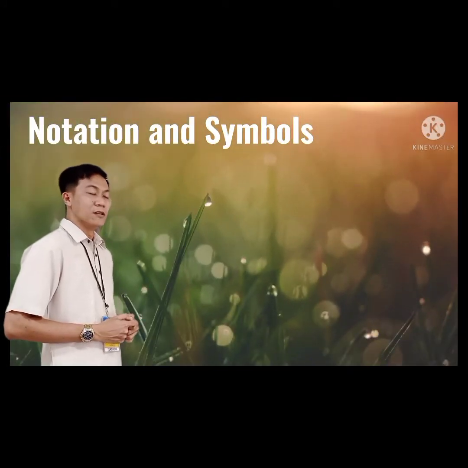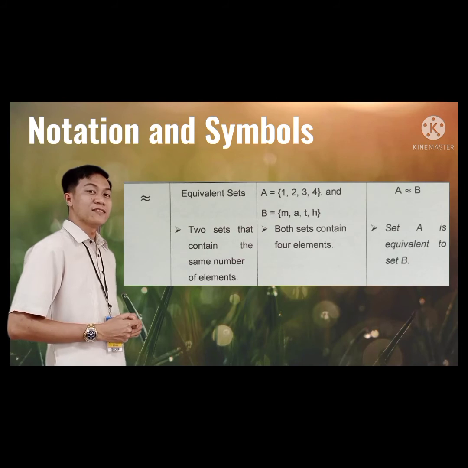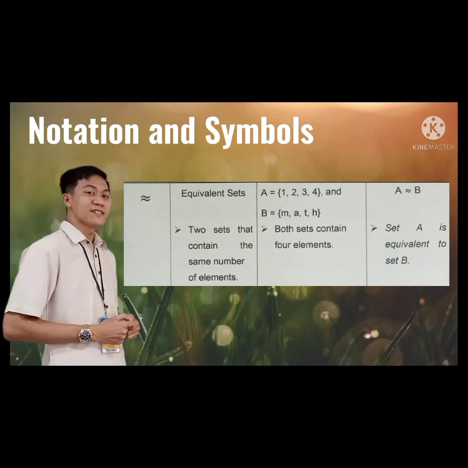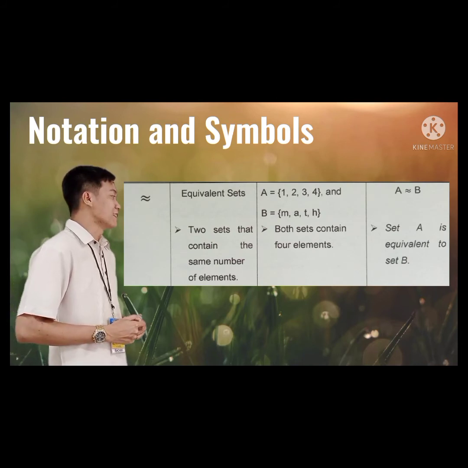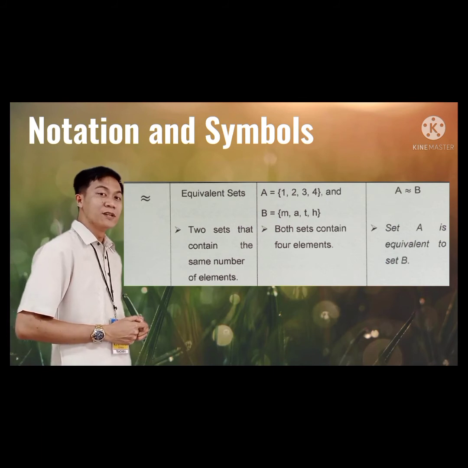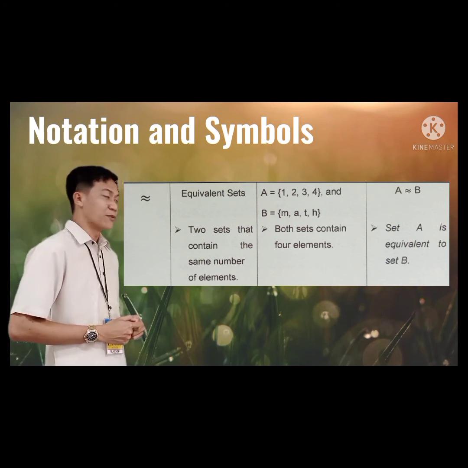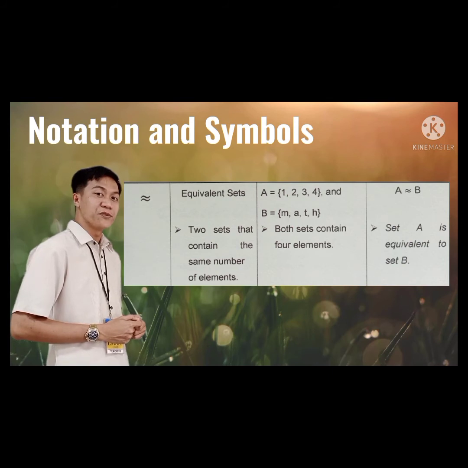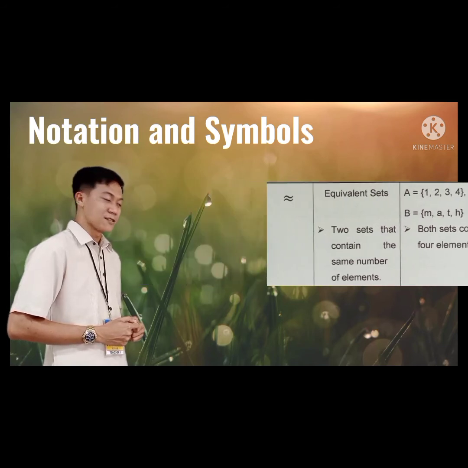Another symbol is for equivalent sets. When we say equivalent sets, that is two sets that contain the same number of elements. For example, our set A, the elements are 1, 2, 3, and 4. And our set B, the elements are M, A, T, H. Both sets contain 4 elements. Therefore, set A and set B are equivalent sets.